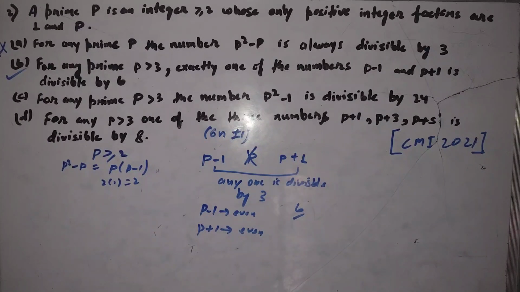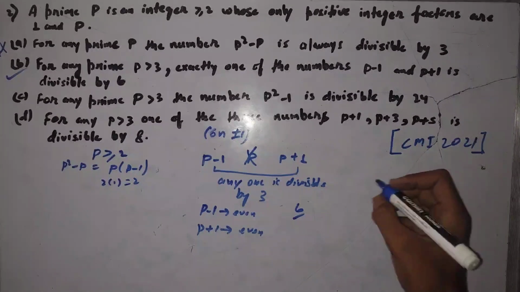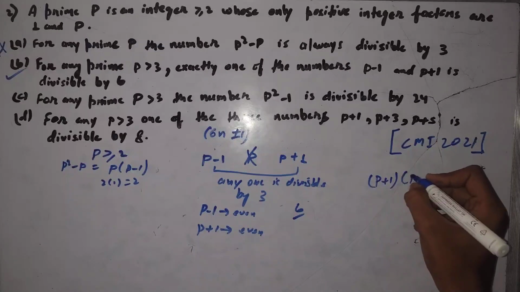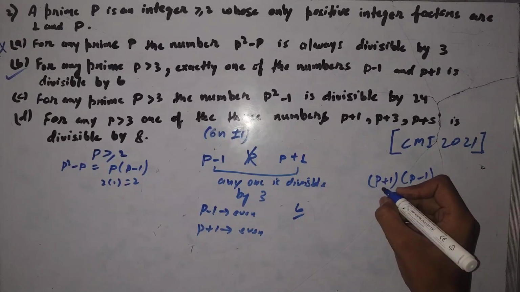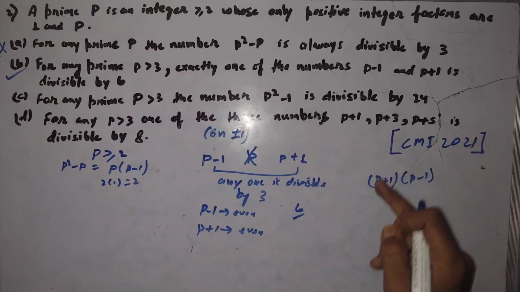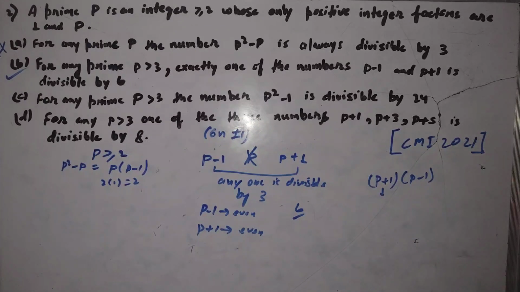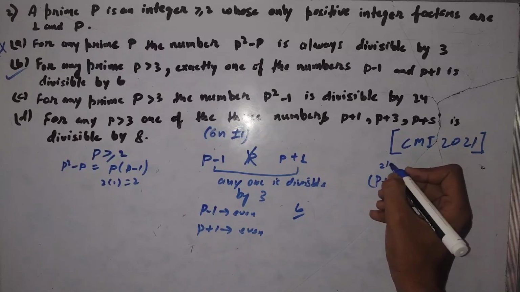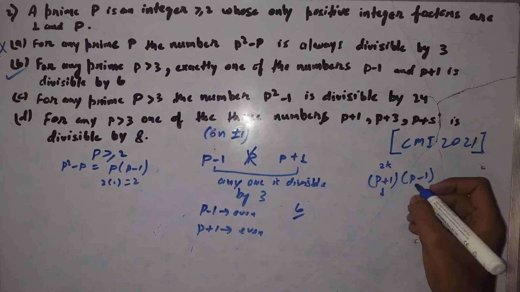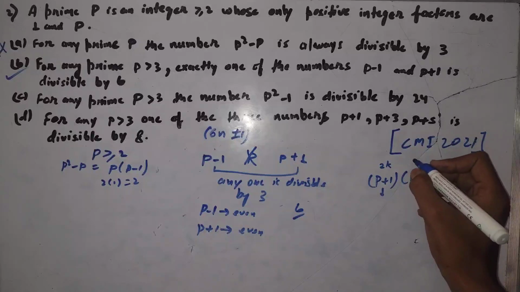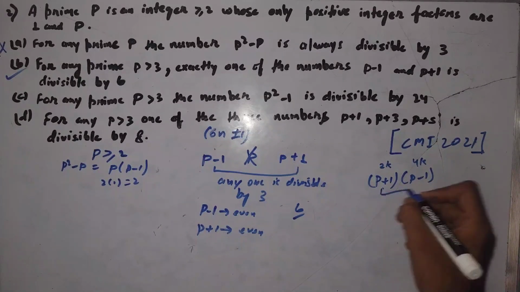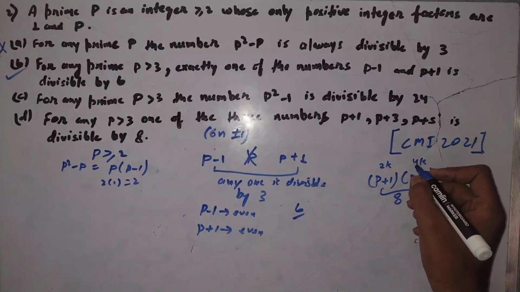For any prime p greater than 3, the number p square minus 1 is divided by 24. So we can think about this: p square minus 1 we can write as p plus 1 and p minus 1. This is divided by 2 because p is a prime, so it must be odd. So odd plus 1 is even, so this will be divided by 2. So I'm writing it in the form of 2k. This is again an even number, so I'm writing it in the form of, let's say, 4k. And so this whole thing is actually divided by 8 because it is divided by 4 also, it is divided by 2 also.